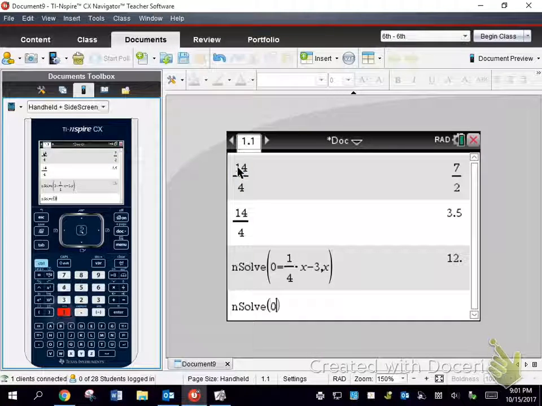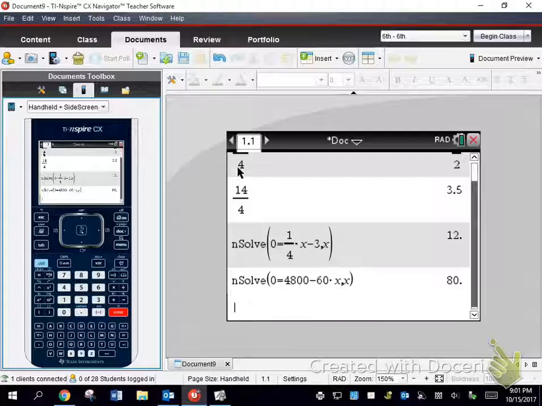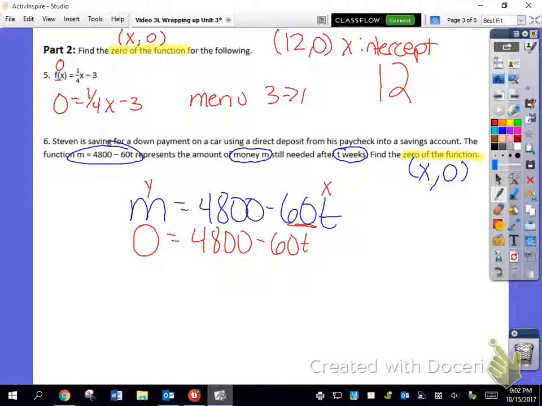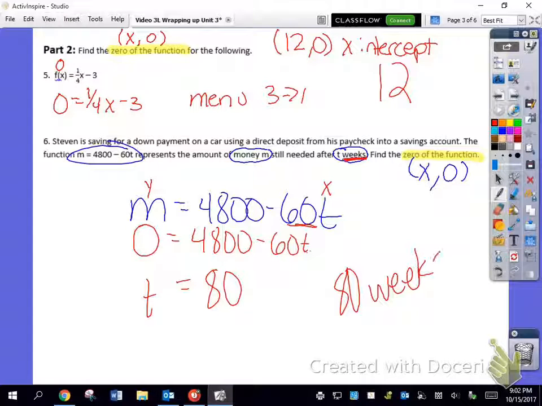And you do the same thing. 0 equals 4800 minus 60x, comma x. When you set up a spreadsheet, that's basically what you're doing, and it just plugs it in for you. So once you come up with the formula, it solves it for you. So t is equal to 80. And remember, t is weeks. So that's 80 weeks. In 80 weeks, you will have all the money you need to make the down payment on the car.